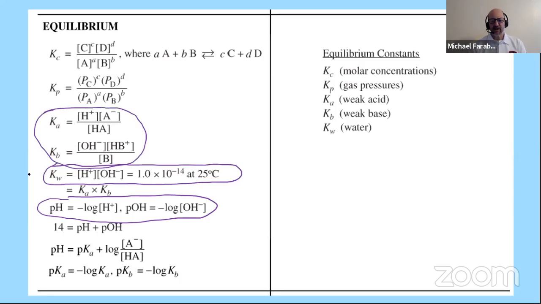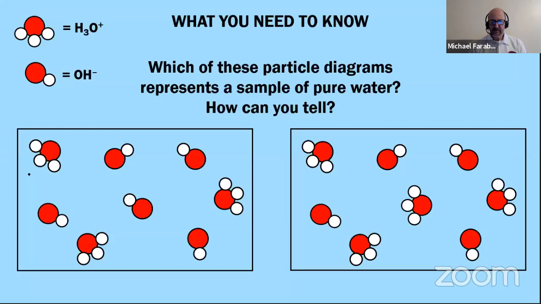All right, so I'm now going to show you another particle diagram. We have a particle diagram on the left and a particle diagram on the right. The question says, which of these particle diagrams represents a sample of pure water? How can you tell? So you have to focus specifically on the H3O+ and the OH-. It looks like I have 1, 2, 3 particles of H3O+, and 1, 2, 3, 4, 5 particles of OH-. So therefore, this particular solution is not pure water.